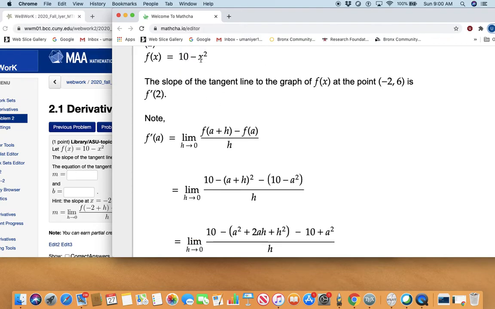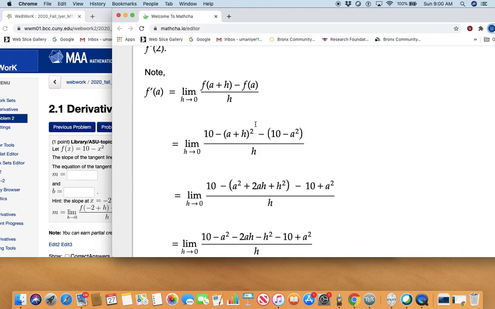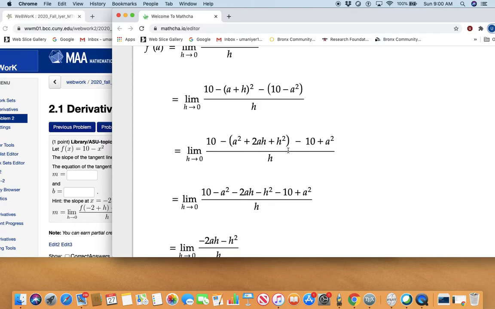So wherever I see x, I have to replace it by a plus h. Remember, this minus and a square requires me to put a plus h in parentheses. Minus f of a; f of a is 10 minus a squared. Notice the parentheses because of that subtraction, the whole over h. Open this. Remember, there's a subtraction outside, so I maintain the parentheses. a squared plus 2ah plus h squared. Minus, opening the parenthesis gets me -10 plus a squared, the whole over h.